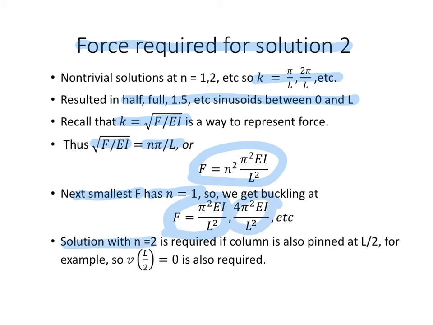These solutions with higher n's, such as n equals 2, are required when the column is pinned in other places that require having additional sinusoids. So, for example, if it's pinned at L over 2, then you need to have the full sinusoid like this, because you're pinned here and here. If you were pinned at L over 3 and 2L over 3, then you would have 3/2 of a sinusoid.